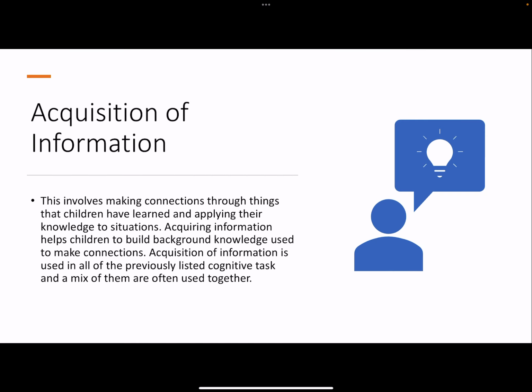The next one was acquisition of information, and this involves making connections through things that children have learned and applying their knowledge to certain situations. So acquiring information helps kids to build background knowledge used to make connections, and acquisition of information is used in all of the previously listed cognitive tasks that we just talked about, and a mix of them are often used together.